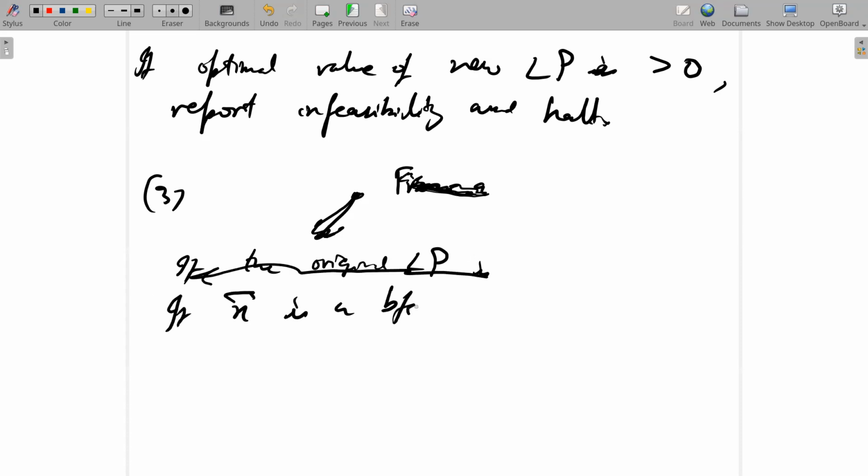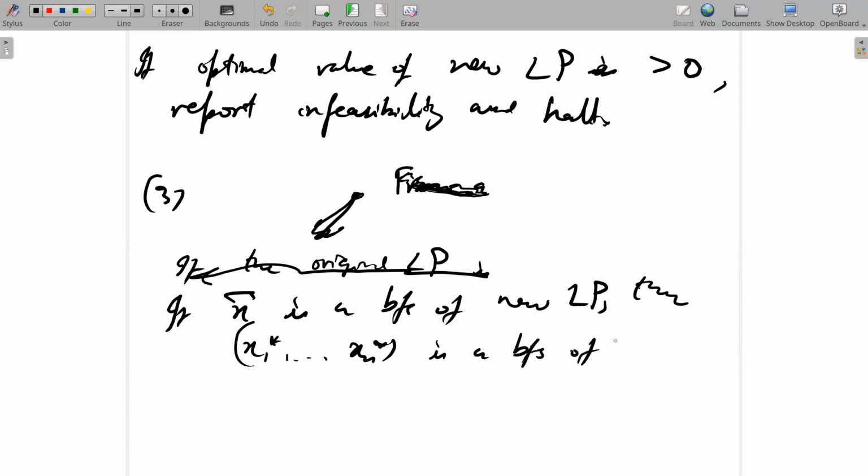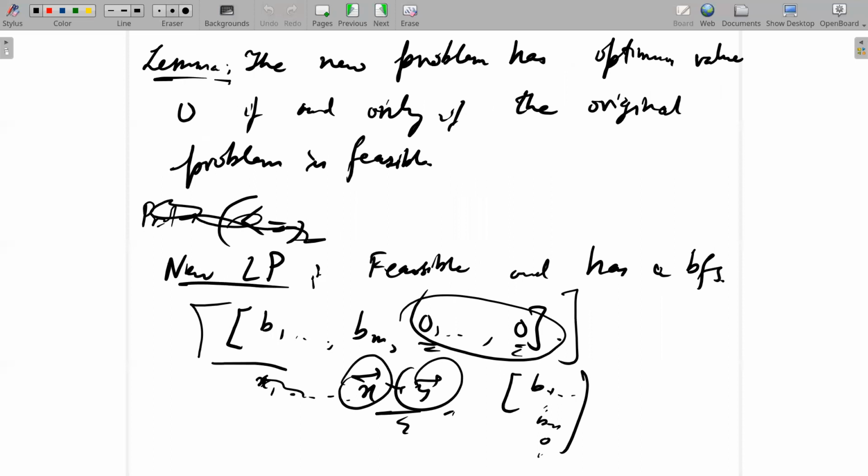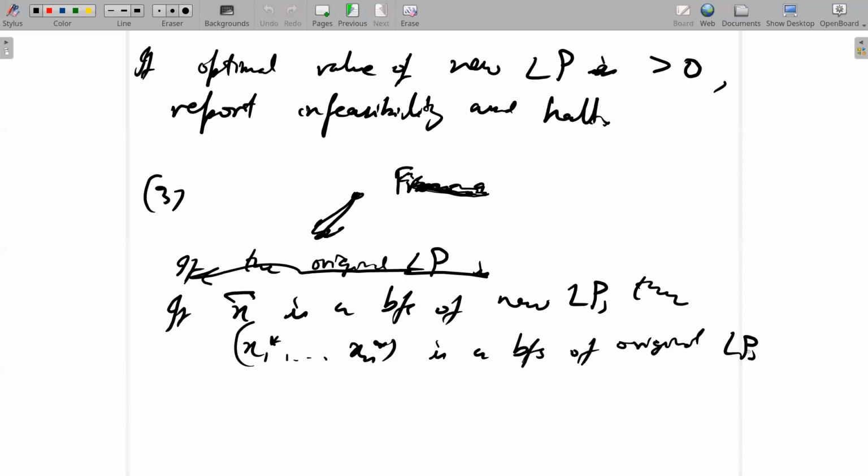X is a BFS of the new LP, then X1 star, ..., Xn star is a BFS of the original LP. So what I'm saying is, if you find a basic feasible solution of this new LP, what you can do is just focus on, I should say, an optimal BFS.